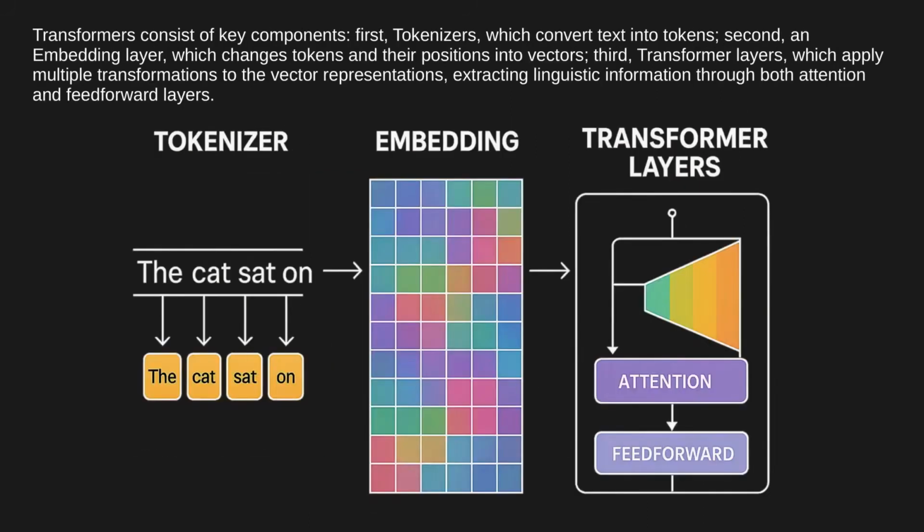Transformers consist of key components. First, tokenizers, which convert text into tokens. Second, an embedding layer, which changes tokens and their positions into vectors. Third, transformer layers, which apply multiple transformations to the vector representations, extracting linguistic information through both attention and feed-forward layers.